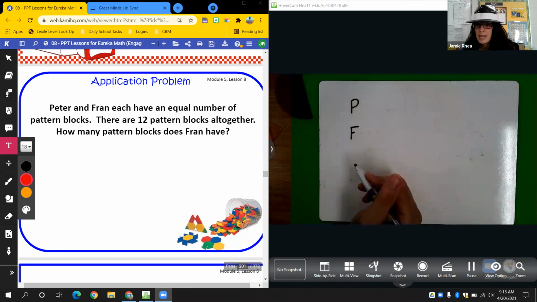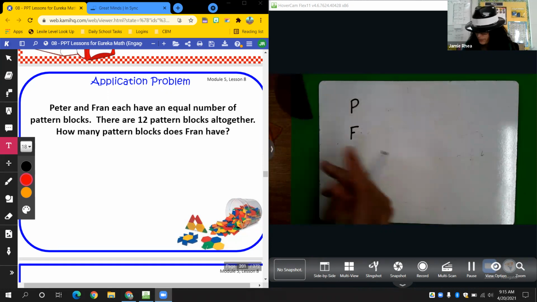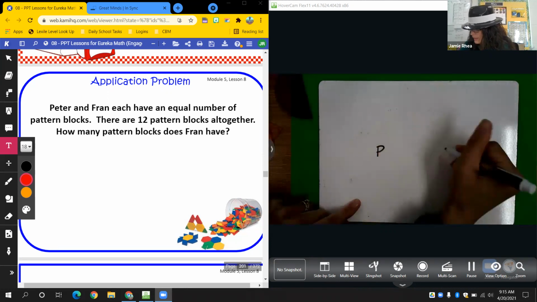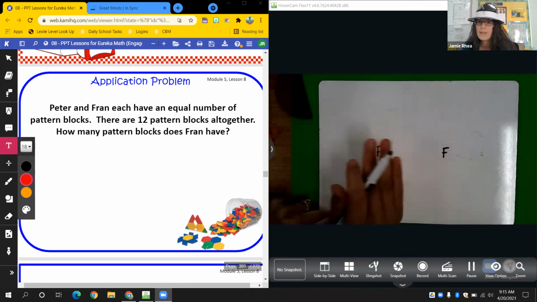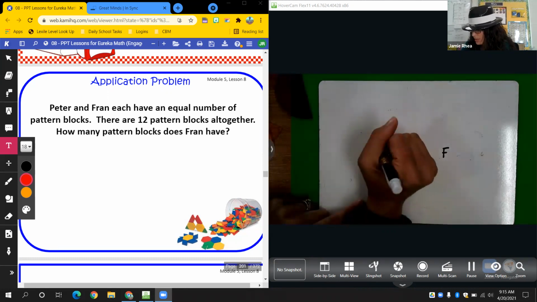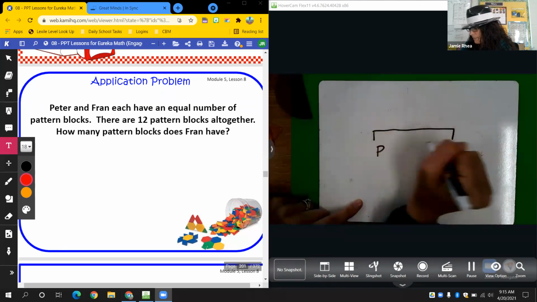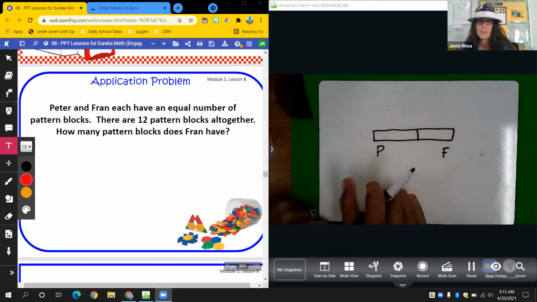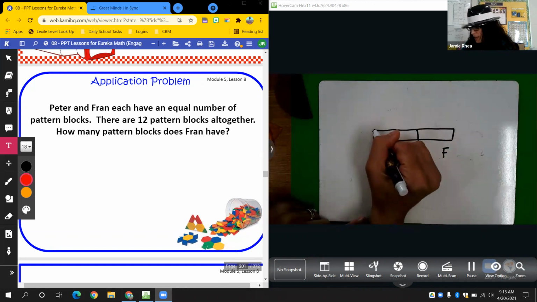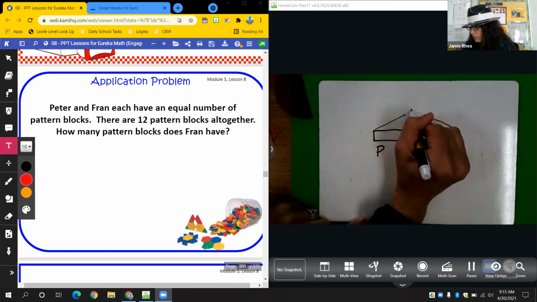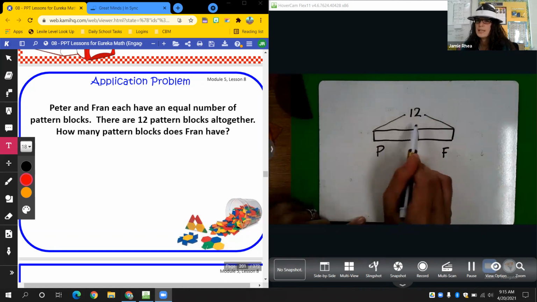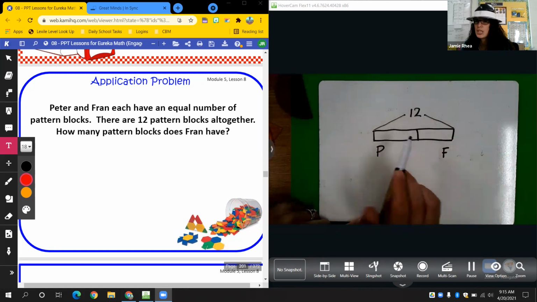Equal means the same, okay? So actually, let's do it this way. I want to put Peter here and Fran here. Now, I don't know how many they have. I just know that they have the same exact amount. So I'm going to make a tape diagram. I'm going to divide it right down the middle, okay? Because they both have the same amount. It says there are 12 pattern blocks all together. All together, that's my total. Okay, so if they have equal amounts and it equals 12, how many are they each going to have?